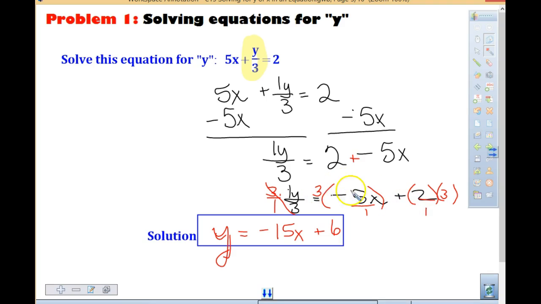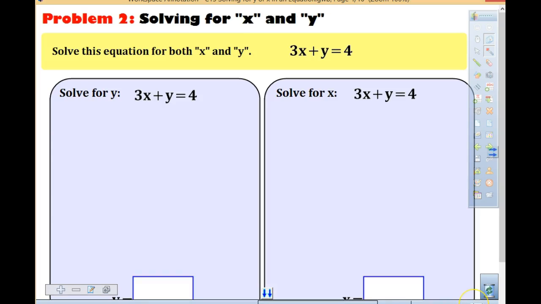Because we have to take 3 times each thing. So negative 15x plus 6. Now, a mistake some people will make is they'll put 5 here, and their mistake is they added, right? Sometimes they'll forget to multiply each thing. So when you're doing those, you just got to kind of be careful.